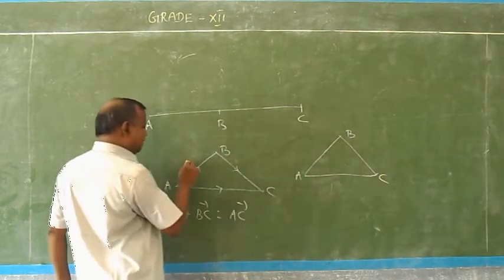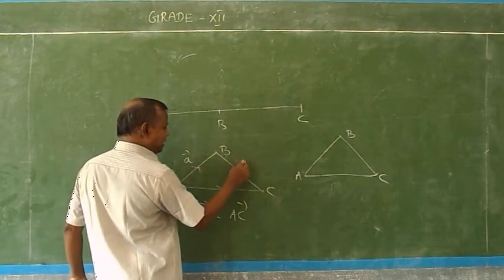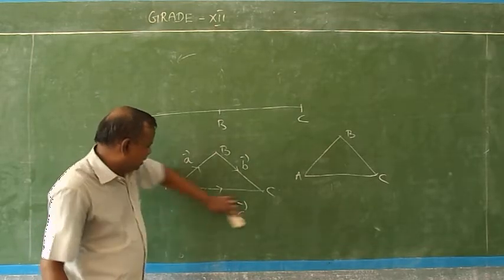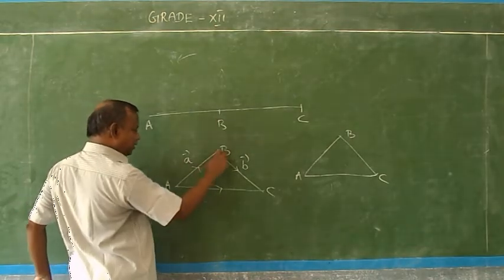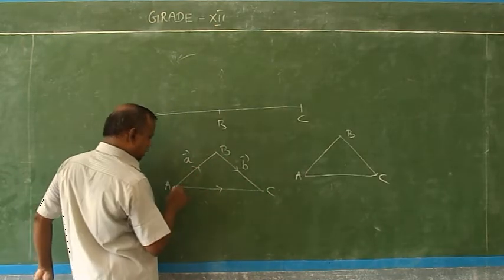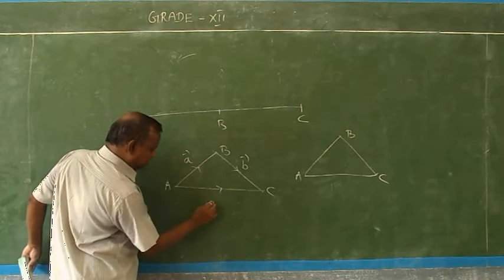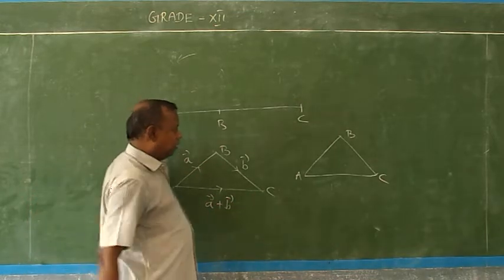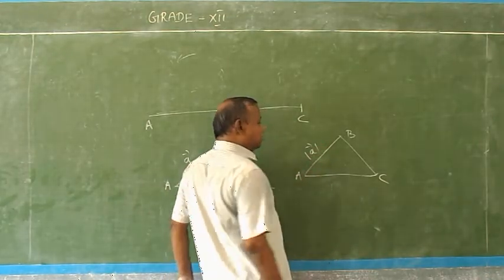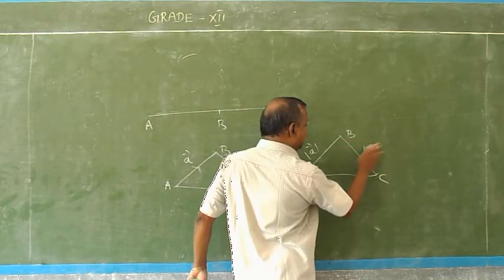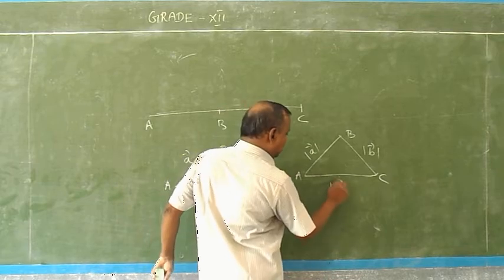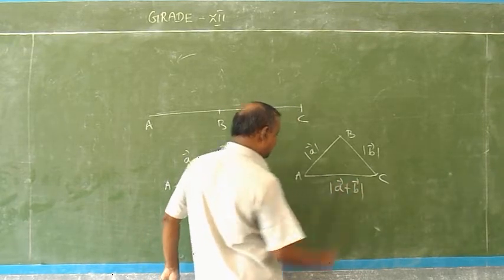If AB vector equals a vector and BC vector equals b vector, therefore AC vector equals a vector plus b vector. The magnitude of AB is modulus of a vector, BC is modulus of b vector, and AC is modulus of a vector plus b vector.